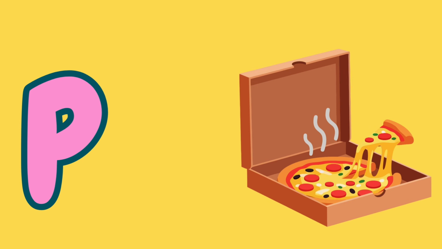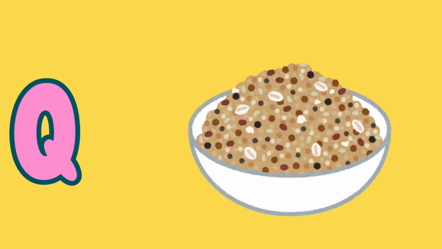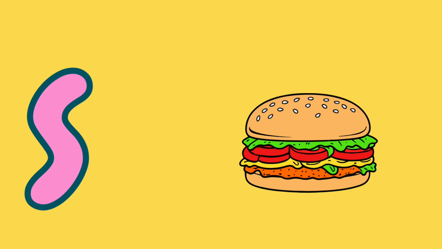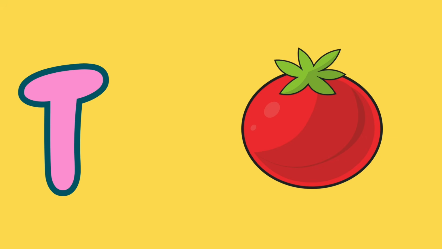P for pizza. Q for quinoa. R for rice. S for sandwich. T for tomato.